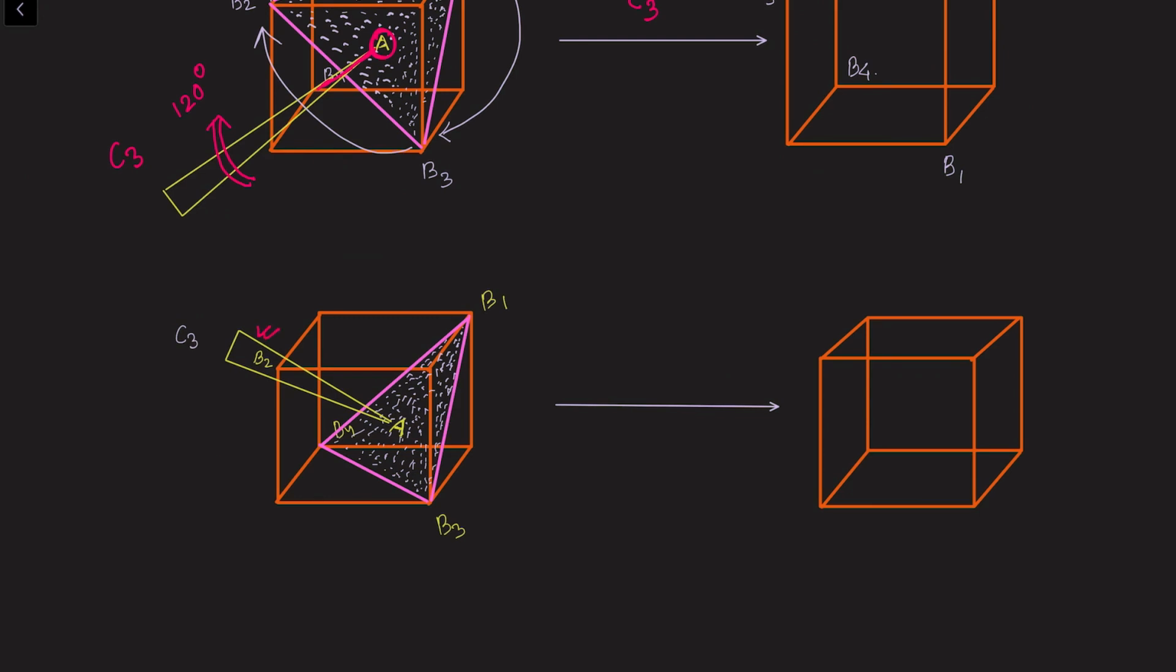So now rotate this molecule in this direction at 120 degrees about this axis. So we are rotating the molecule in this direction. Now what will happen? B2's position will not change, but B4 will interchange its position with B1, B1 will interchange its position with B3, and again B3 will interchange its position with B4.